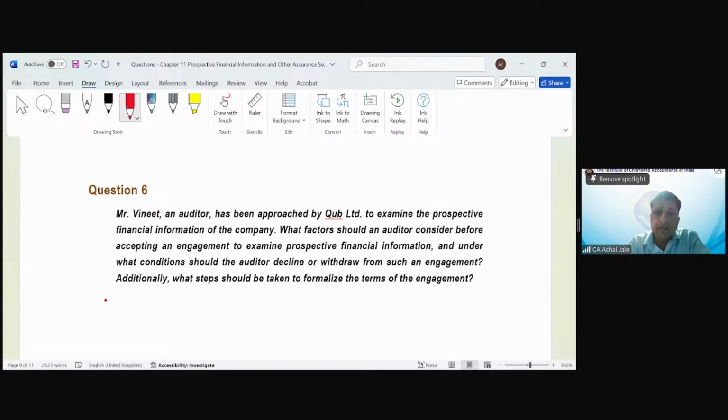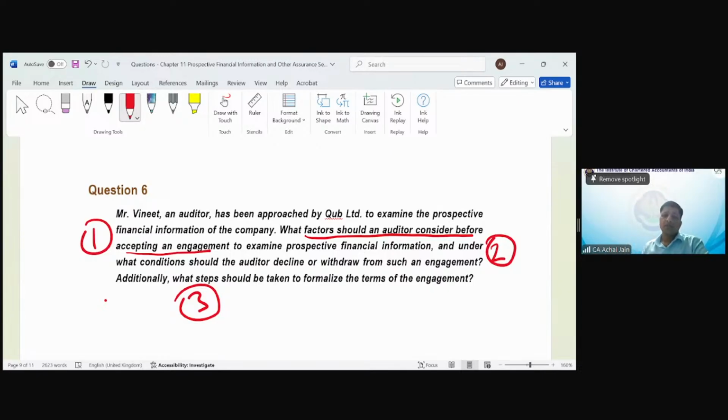Okay. So first, what factors should an auditor consider before acceptance? That's one. Number two, under what conditions can the auditor decline or withdraw? Number three, what steps need to be taken to formalize the terms? So there are effectively three questions here. Over to you.